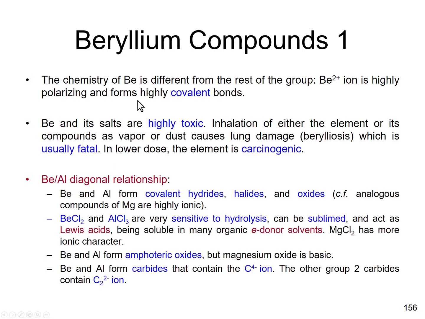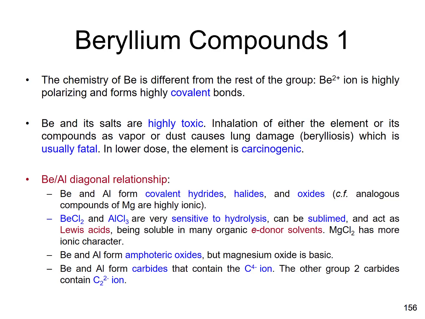We have already mentioned that the chemistry of beryllium is very different from the rest of the group. That is due to the beryllium 2+ ion being highly polarizing, and because of that it forms highly covalent bonds. Beryllium and its salts are highly toxic. Inhalation of either the element or its compounds as vapor or dust causes lung damage, which is usually fatal. In lower doses, the element is carcinogenic.